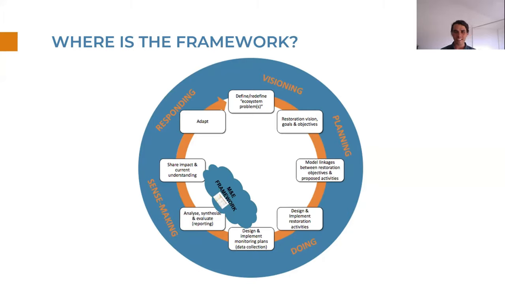So that's where the framework sits. It's hovering around some doing. Obviously, we need to be collecting data on the ground, and this is why we have a set of protocols that I will talk about in just a minute. But also, it has a lot to do with the sense-making part of it. So camps can really incorporate the knowledge and the understanding they're building on at the camps to improve their work and become better at restoring the ecosystem.